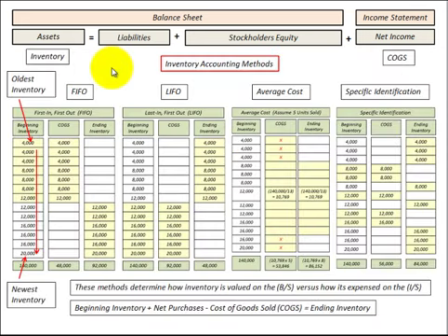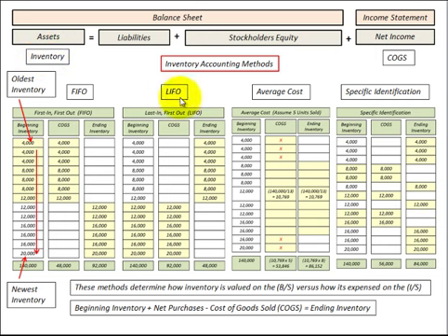Okay, let's summarize these inventory accounting methods. We'll start with our FIFO, that would be our first in, first out. This is where we used our oldest inventory first. So our cost of goods sold on the income statement would include those oldest inventory costs. And then our ending inventory would be our newest inventory costs, and those would be the costs that we would include in the inventory account on the balance sheet. So those would be our current inventory type costs.